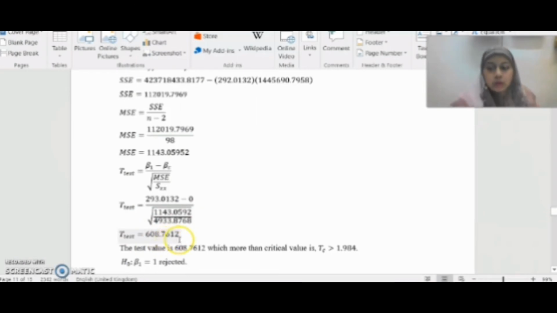608.7612. The t-test value is 608.7612, which is more than the critical value 1.984. So H0, beta 1 equals 1, is rejected. That's all from me. Thank you.